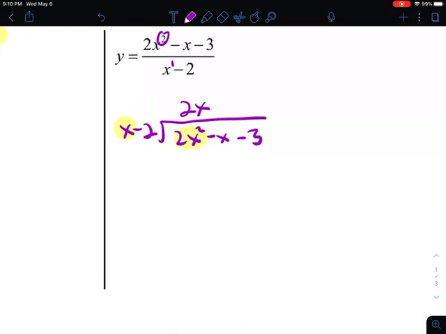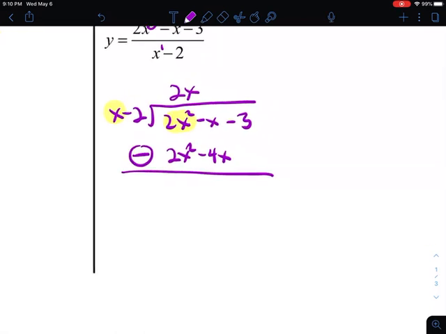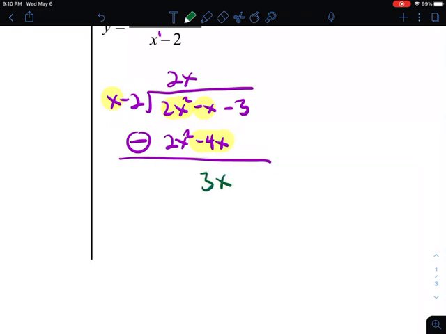Okay, and let's multiply. 2x times x is 2x squared. 2x times minus 2 is minus 4x. And then subtract these. 2x squared cancel out. And then we have minus x minus negative 4x. I think that's going to be positive 3x because I'm doing negative 1 minus negative 4, or negative 1 plus 4, which is positive 3. And then drop down the minus 3.